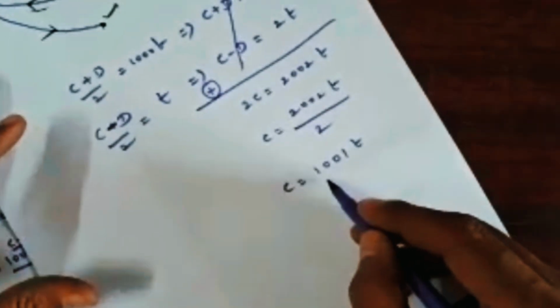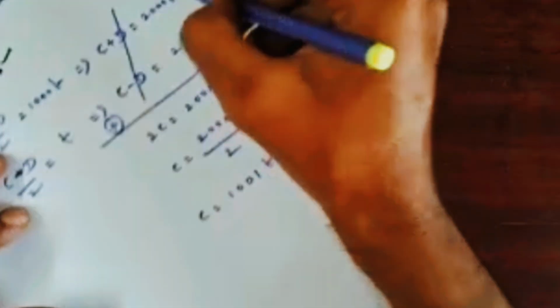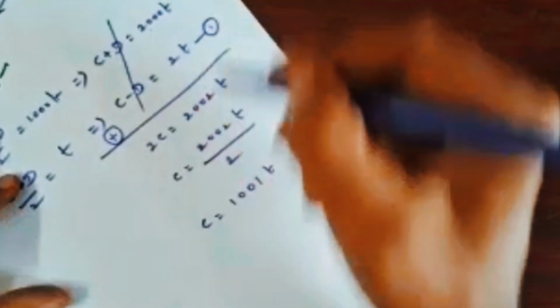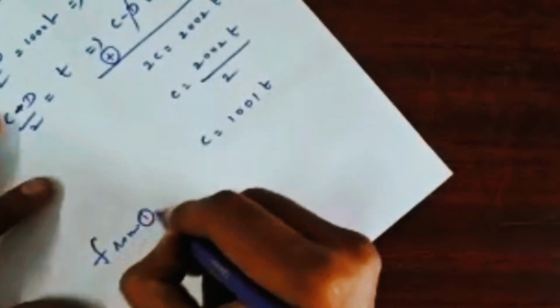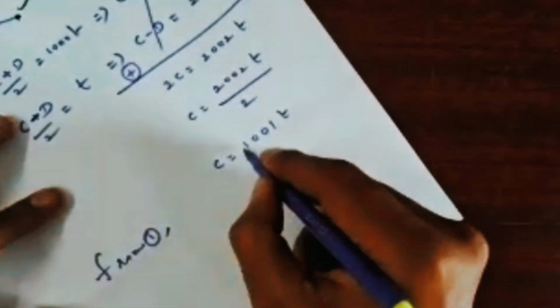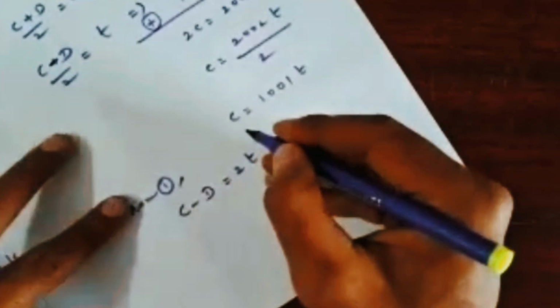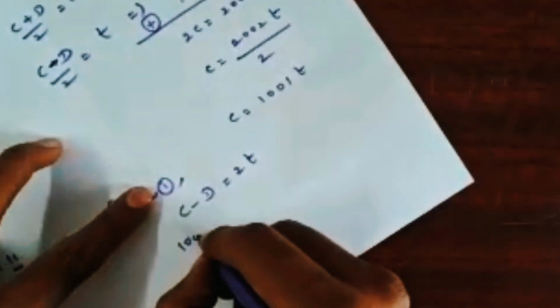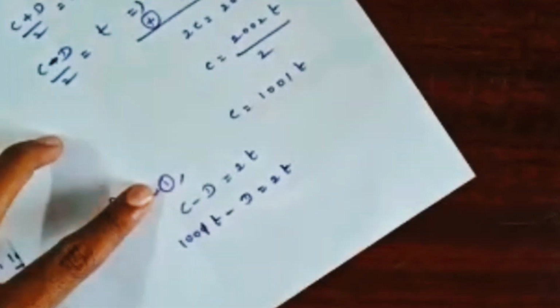Okay, the c value we got here is 1001 t. Now I need to calculate the d value. Substitute in any equation. I am taking equation 1. From 1, what's the value? c minus d is equal to 2t. In the place of c, I am substituting 1001 t, so 1001 t minus d is equal to 2t.